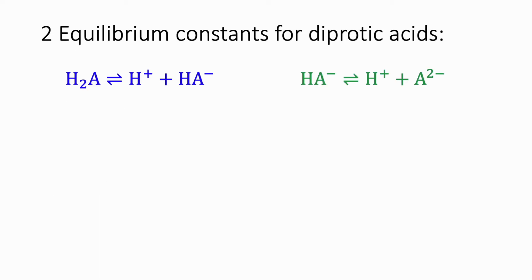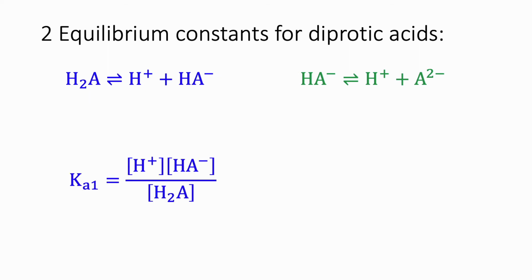For a diprotic acid, because there are two protons that can dissociate, we have two dissociation reactions going on, and therefore we're going to have two equilibrium constants. The first equilibrium constant we are going to call Ka1, and that is the Ka setup for the acid losing the first of its protons to form its first conjugate base, HA-. Then it has a second equilibrium constant, Ka2, which is based on the dissociation of the second proton to form the second conjugate base, A2-.